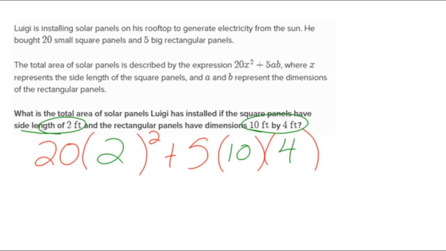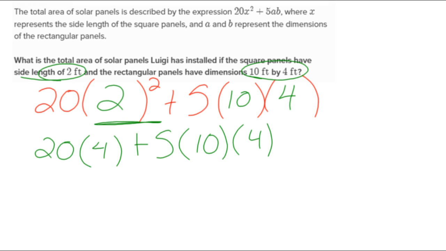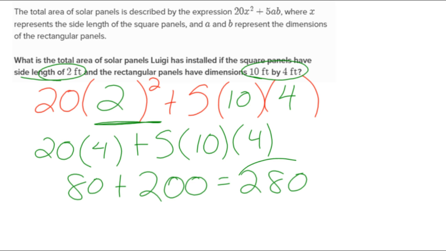Now you have to go through the problem using order of operations. Order of operations says I do my exponent first. So this is going to be 20 times 2 squared is 4 plus 5 times 10 times 4. 20 times 4 is 80 plus, and then 5 times 10 times 4 is 200. If you don't trust me, try it on a calculator. So you get an answer of 280. Check your answer, see if you got it right, and then move on.